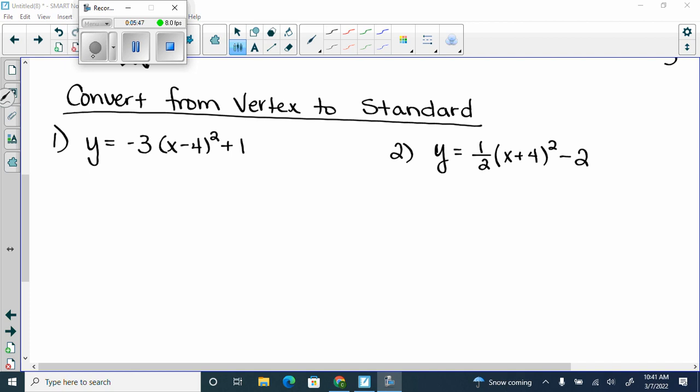So this one here, whenever it's from vertex to standard, we're trying to get rid of the brackets. So our very first step is to rewrite it. We get y equals negative 3, x minus 4, x minus 4, then plus 1. I said there were 2 ways you could do this. You could either FOIL the 2 brackets, then put in the negative 3, or you could put the negative 3 in, but you'd have to stop at the first bracket. Then FOIL. Remember when you hit an end bracket, it screams stop.